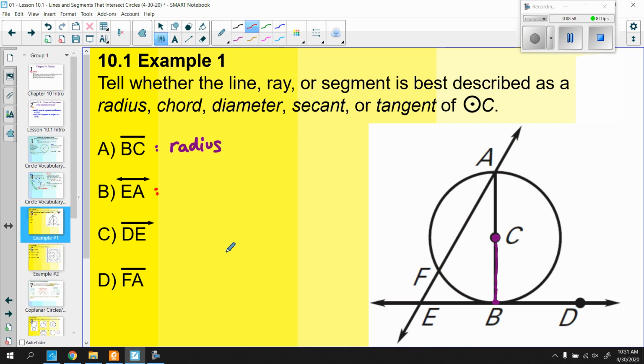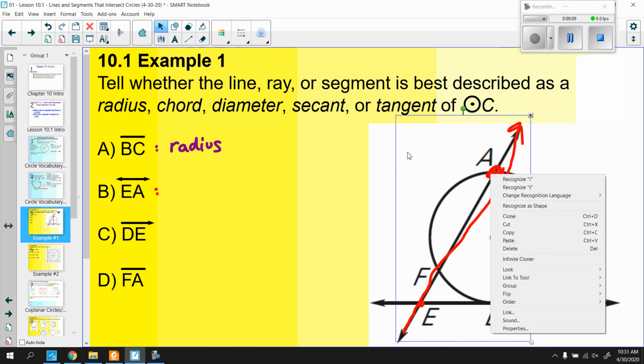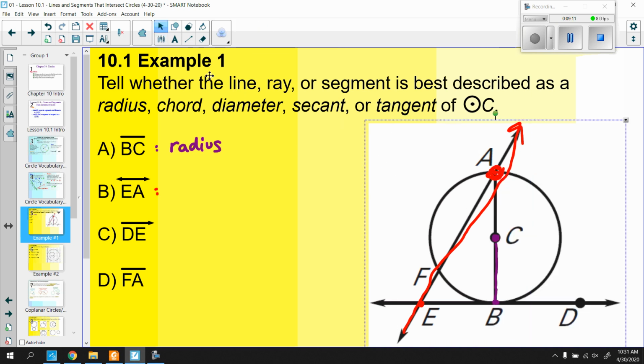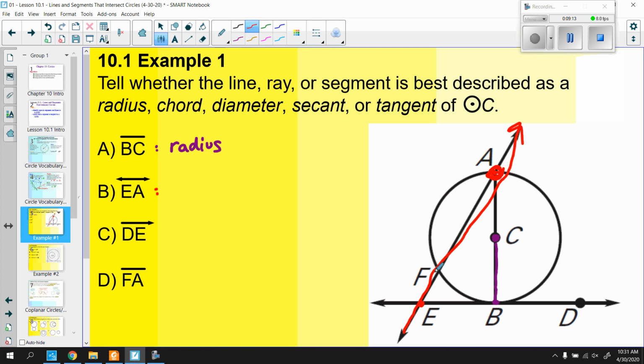Let's look at line EA. Okay, so line EA starts here, goes through here, and it goes forever. So it continues forever and ever. How many times is this line intersecting the circle? Our line intersects our circle at 2 different spots. So let's see if I can clean that up a little bit, that intersects my circle twice.